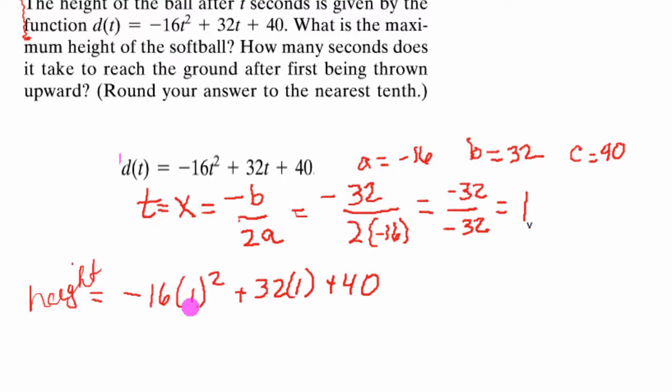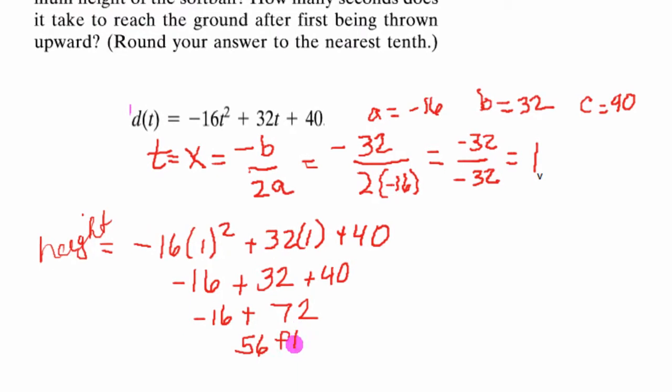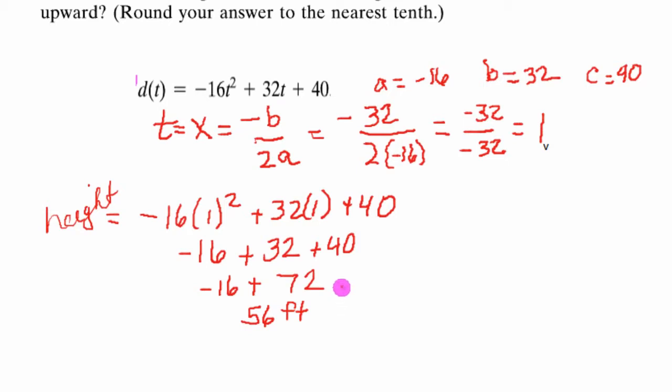We square 1, which is just 1, times negative 16 is negative 16. 1 times 32 is 32. We do multiplication here, and now we can add. Over here on the right, I have a 72, and I have a negative 16. So it looks like 56. So 56 feet is the maximum height of the ball. Okay, so that's the first question.